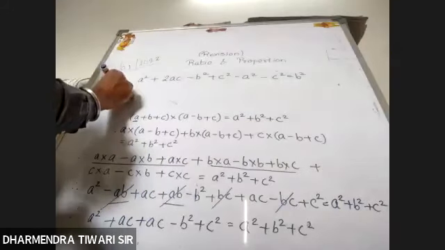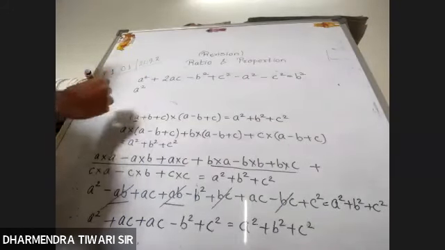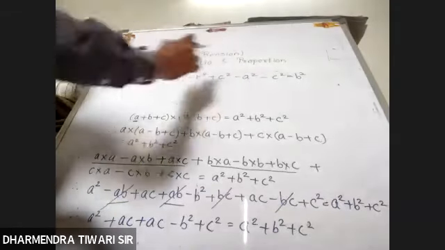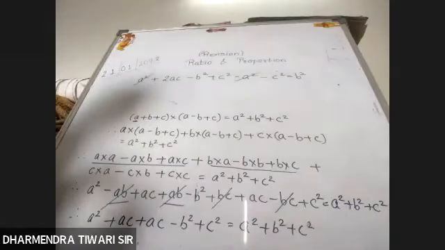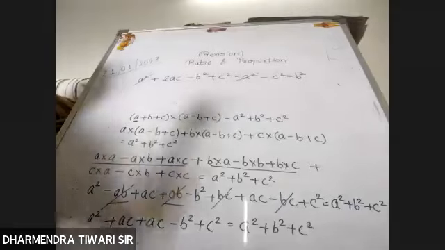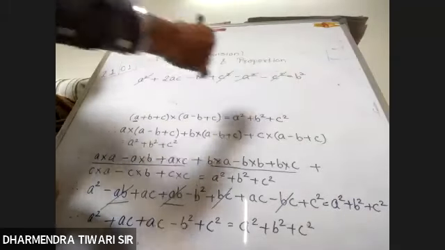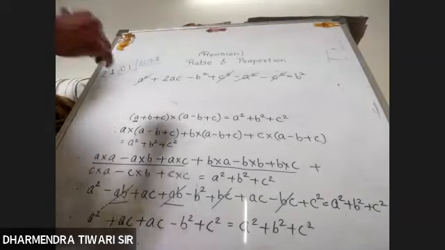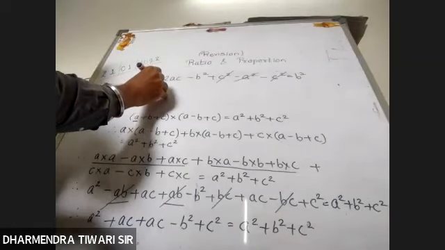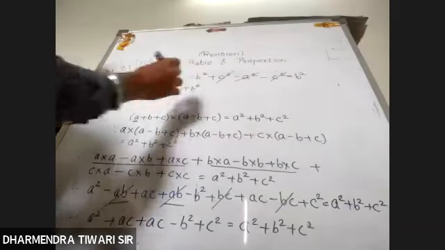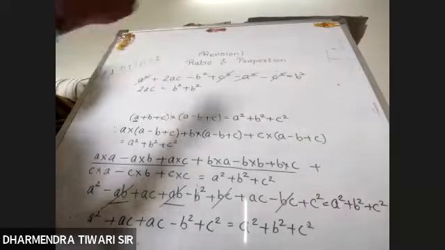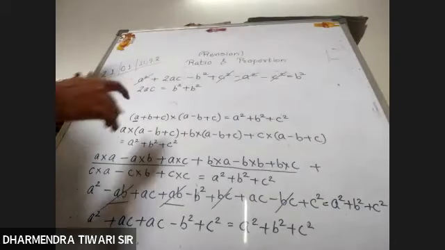After this, A square and A square, they will cancel each other because their sign is opposite. C square minus C square, then they will cancel. So what remains is 2AC is equal to B square plus B square. I have taken this minus B square to right hand side, so it is plus B square.